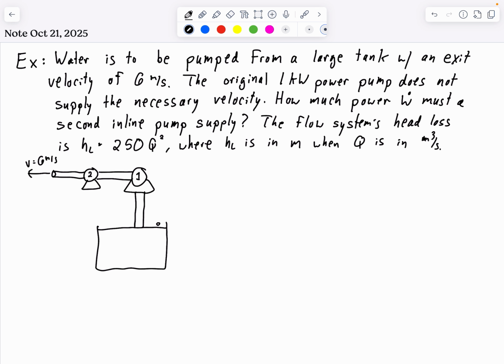And we're also told that the nozzle area is A equals 0.01 square meters. And finally, we're also told that this vertical distance is 2 meters between the surface of the reservoir and the outflow of the pump.